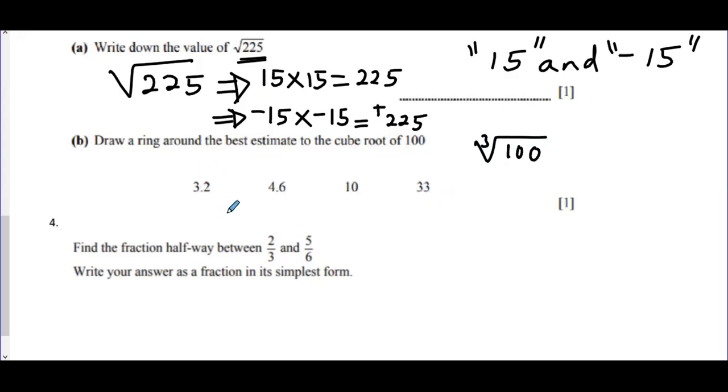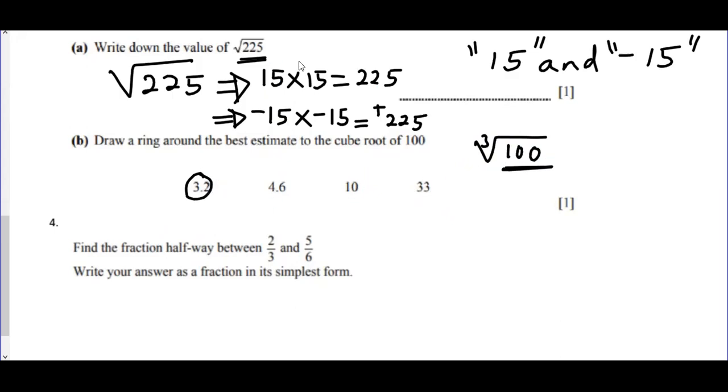Which number out of this? Can it be 3.2? We don't know. Can it be 4.6? Can it be 10? Can it be 33? Meaning that when you take this number, 3.2, and multiply it by itself three times, you must get 100. That is what it means by cube root of 100.